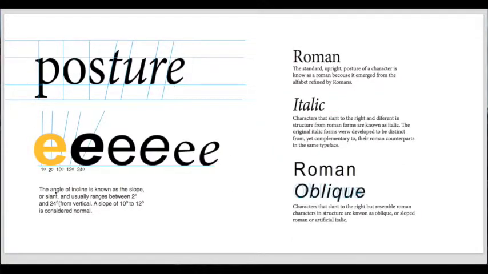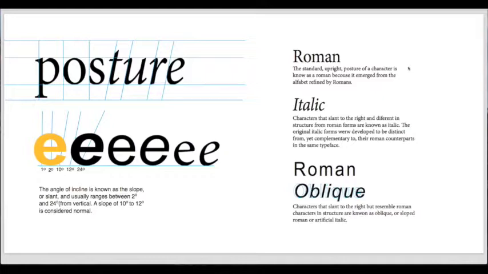Posture. The angle of incline is known as the slope or slant, and usually ranges between 2 degrees and 24 degrees from vertical. A slope of 10 to 12 degrees is considered normal. The Roman. The standard upright posture of the character is known as Roman because it emerged from the alphabet created by the Romans.